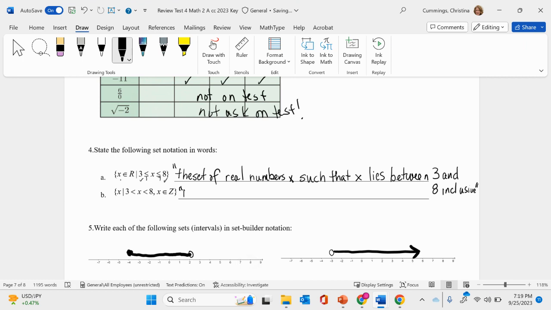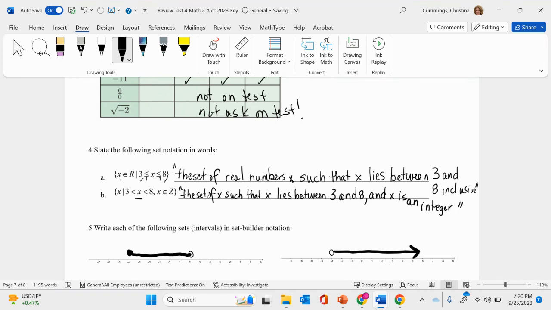Quote, curly parentheses, is the set of x's such that x lies between 3 and 8, and x is an integer, because that's what the Z means. Okay.